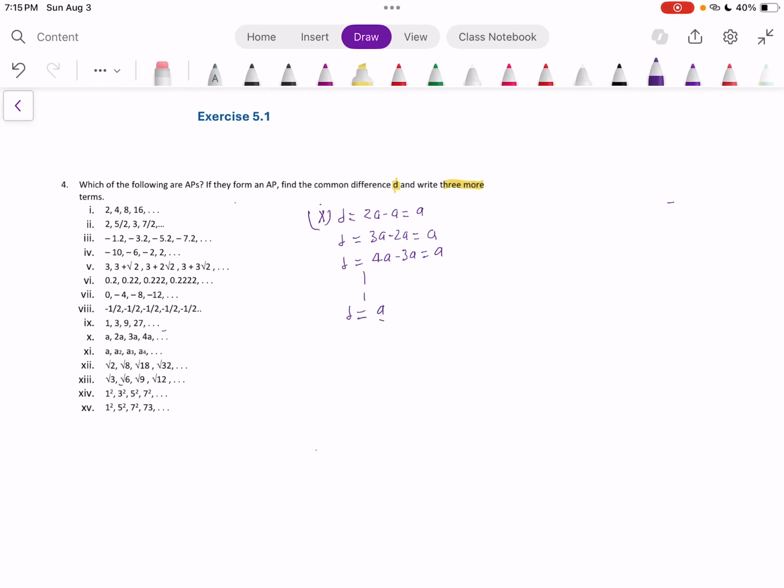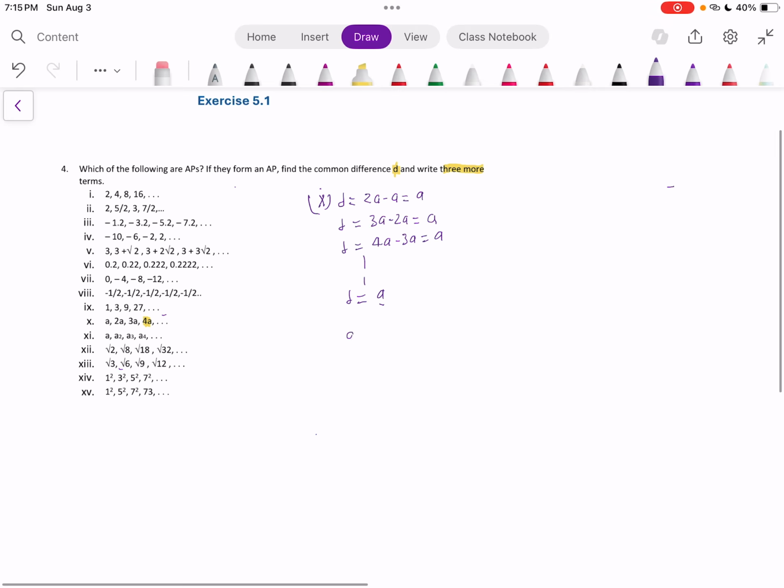How many terms do we have here? 1, 2, 3, 4. So this is the last term, the fourth term. So we are going to find out the fifth, sixth and the seventh term. A5, the fifth term, is going to be the last term, 4A plus A, which is 5A. A6 is going to be 5A plus A, which is 6A. And A7 is going to be the last term, 6A plus A, which is 7A.